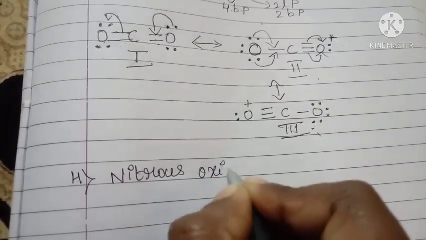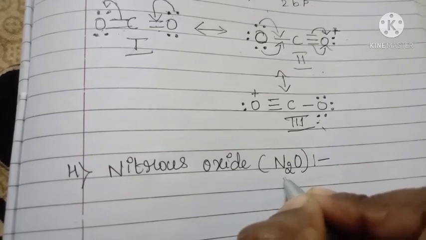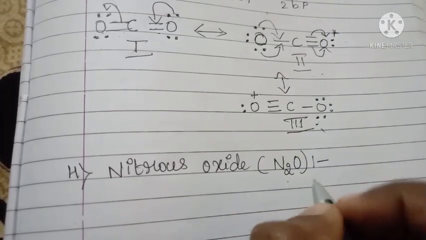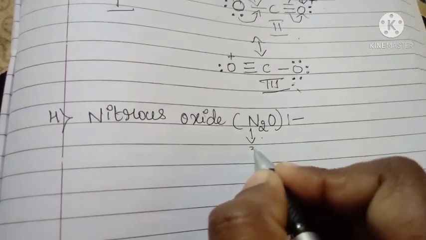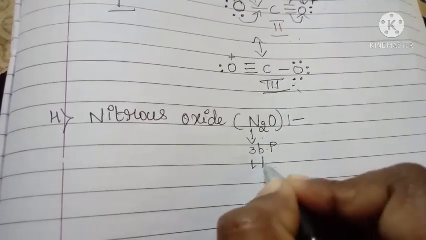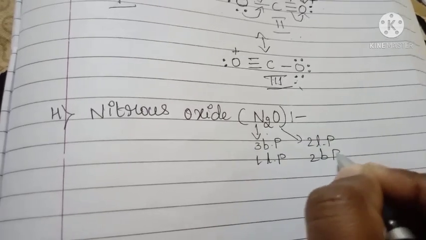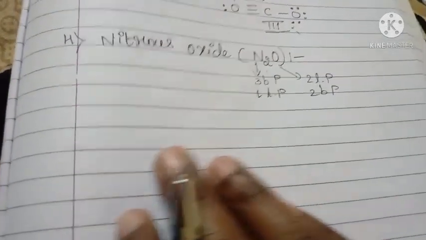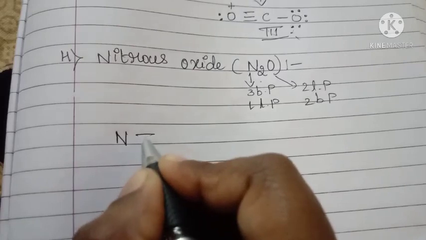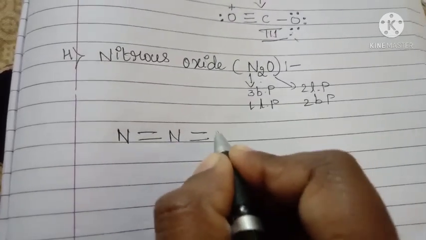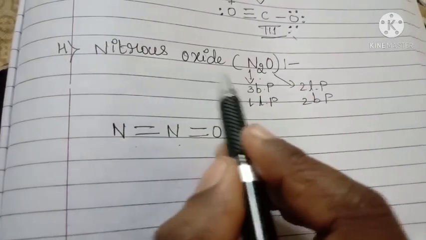Nitrous oxide, it is N2O. It is also called dinitrogen oxide. Here nitrogen has 3 bond pairs and 1 lone pair. Oxygen has 2 lone pairs and 2 bond pairs. The structure of nitrogen you have to observe here: N double bond N double bond O. This is the structure of dinitrogen oxide or nitrous oxide.